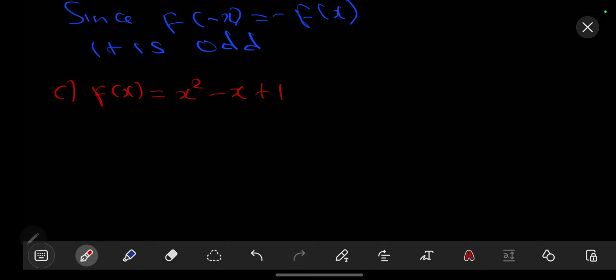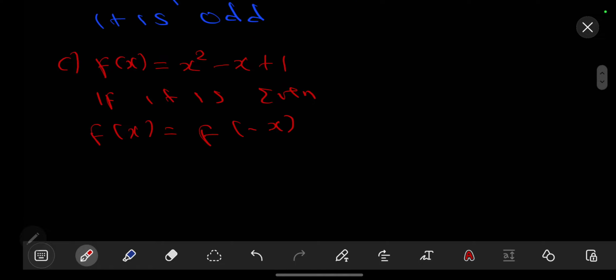So remember, for this one, we said that this one is neither. So what are we going to do? So since it is neither, automatically, we are going to just prove. Here we have to prove both, because we know that it's neither, but we just have to prove it. Let's begin with if it is even. If it is even, f of x should be equal to f of negative x.